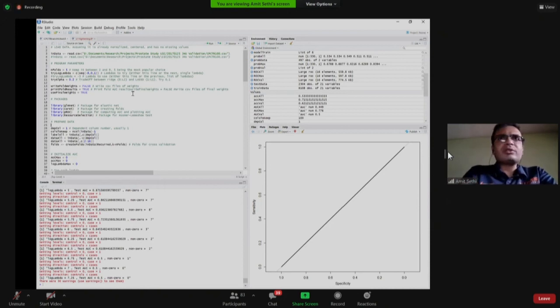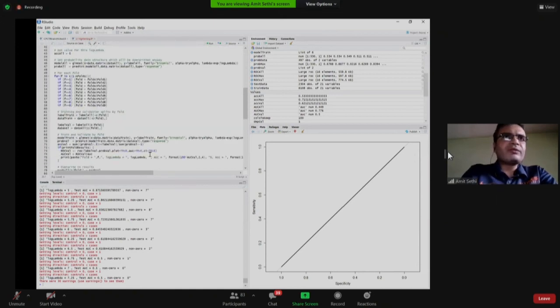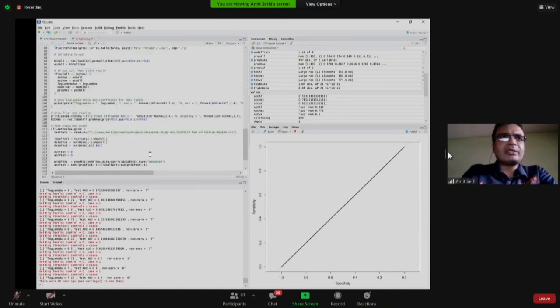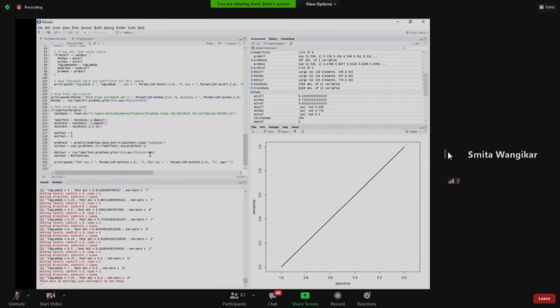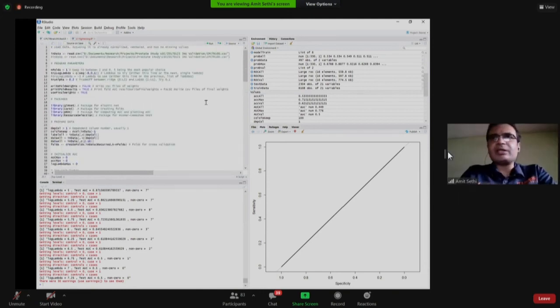Very good. So this other one I will skip. It is a much longer code, but basically it does similar things, fits different models with different penalties and checks them. Okay. So I will pause here and let's take any other questions that people have.